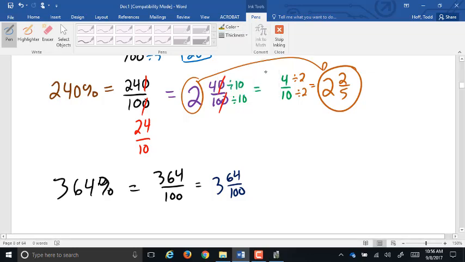Now we still have to reduce that fraction. Those both can be divided by 2, I heard. 64 divided by 2? 32, and 100 divided by 2? 50. We can still divide by 2. 32 divided by 2 is 16. 50 divided by 2 is 25. Don't forget the 3.